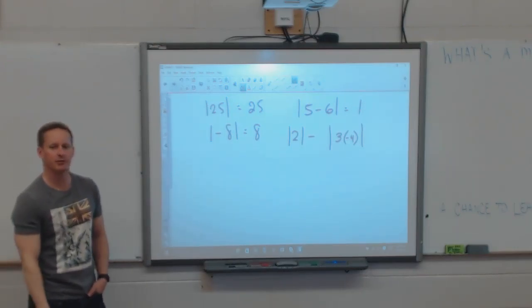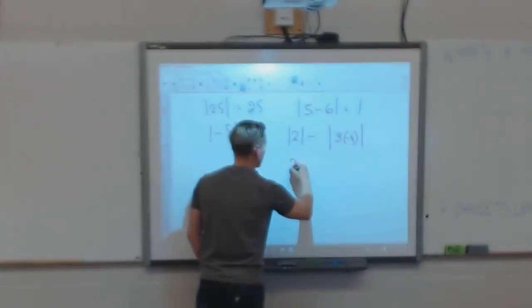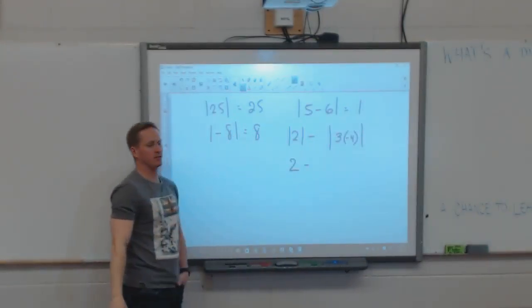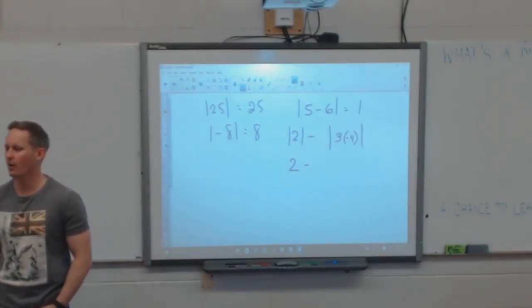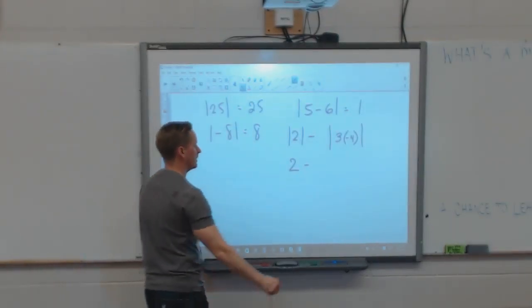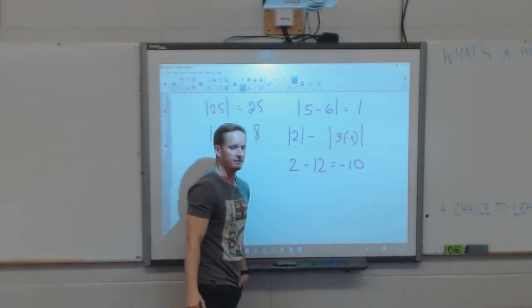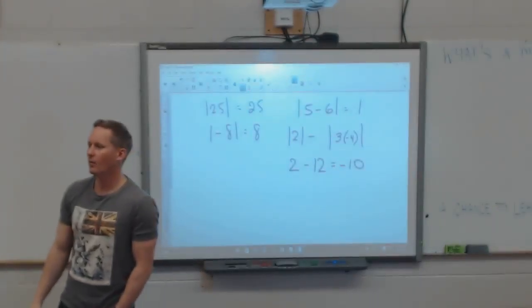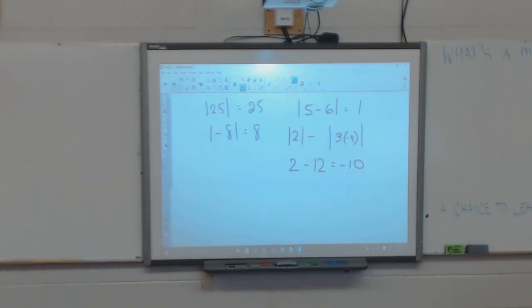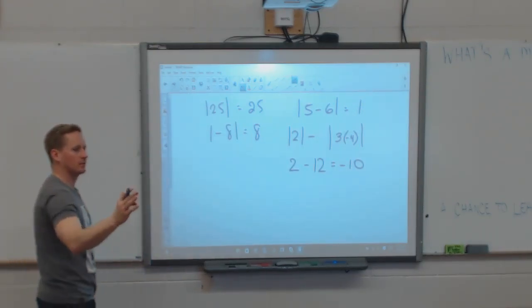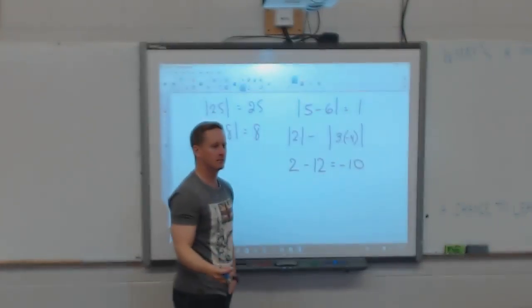What's the absolute value of 2? 2. Solve in the brackets. What do I get? -12. What's the absolute value of -12? 12. So 2 subtract 12 is? -10. Okay? Once I've erased or gotten rid of the absolute values, then normal rules apply.